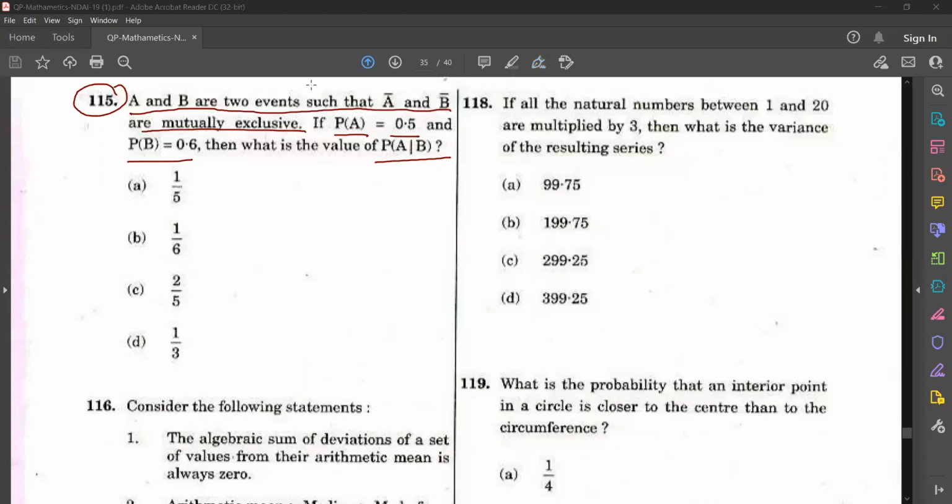Okay, have you got the answer? This is a direct question. Now, what you have to find? You have to find P of A given B. So, what is P of A given B formula? That is P of A intersection B by P of B, isn't it? So, you have to find the values of A intersection B and P of B. Then only you will be able to do this question.